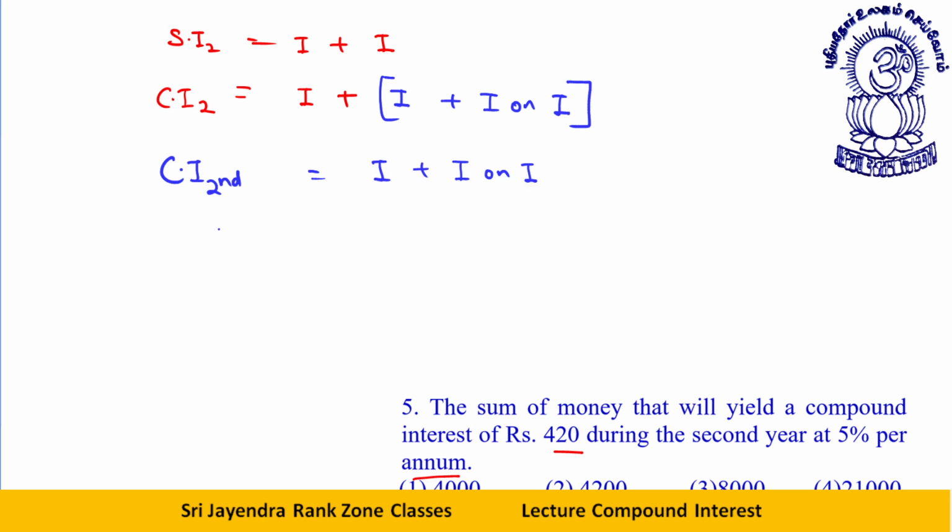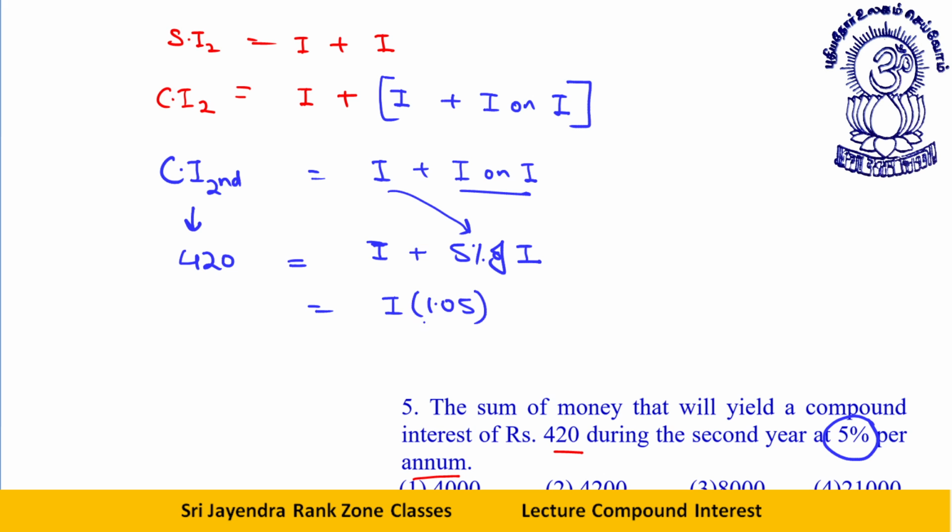Okay, this is given to you as 420. This 420 is interest plus 5% of I. Interest on interest, what is the rate of interest? 5%. So on this interest 5% is calculated. So you will get I into 1.05 equals 420. I is equal to 420 by 1.05. Okay, so this will easily come out to be 400. So I is equal to 400.